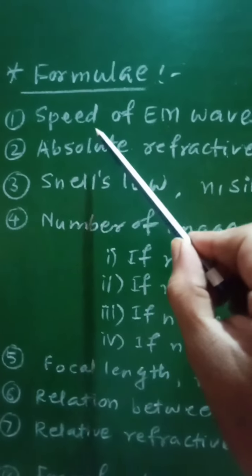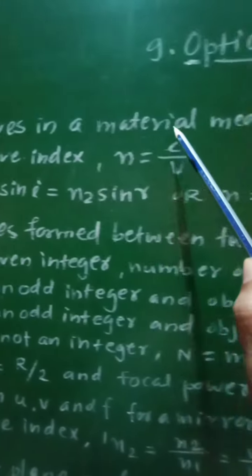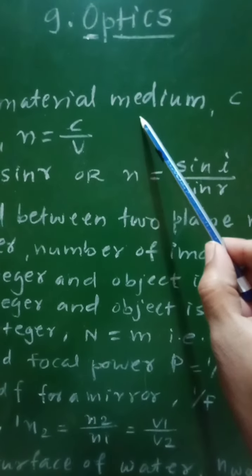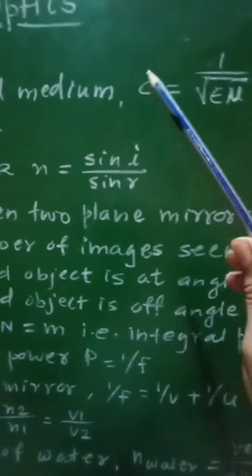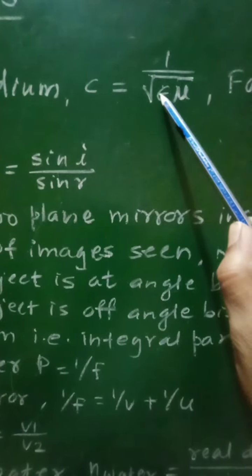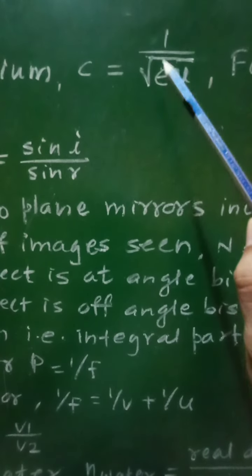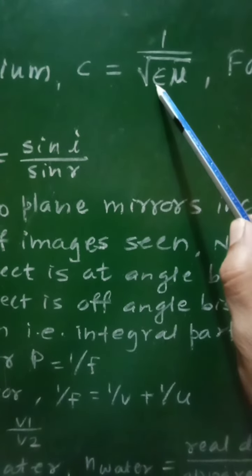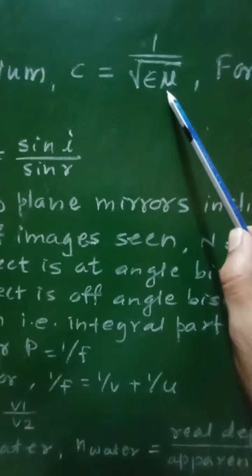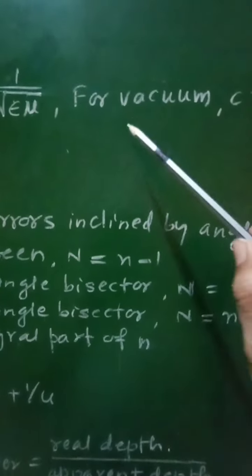The first formula gives the speed of electromagnetic waves in a material medium. When the electromagnetic waves, that is light waves, travel through any medium, the speed of EM waves c is equal to 1 upon square root of epsilon mu, where epsilon is the permittivity of that medium and mu is the permeability of that medium.